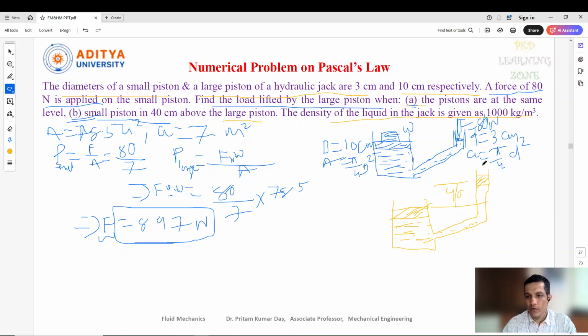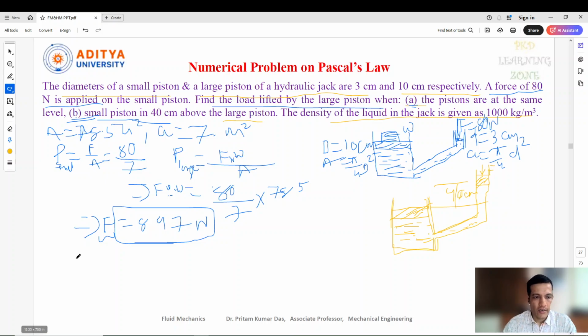Now here also the same force is applied. Due to this increase of height, or this difference in the piston level, how much load is going to be lifted by this needs to be calculated. This is a similar way, but one more thing will be added. At the same level there is a pressure intensity, and again with some more height, one more pressure intensity is going to add on that.